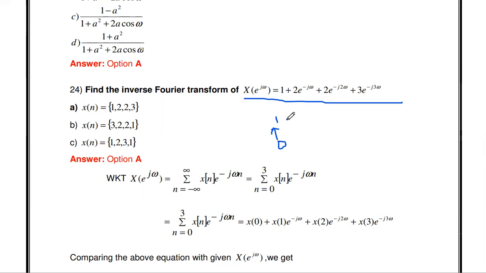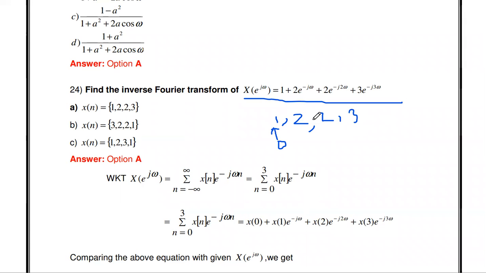Then the next one. Here the negative e power is given, so that's why the answer is a causal answer. Next we have to write down the coefficient of e power minus j omega. What is the coefficient of e power minus j omega? 2. So you just write 2. Then what is the next highest order? e power minus j2 omega. What is the coefficient? 2. Then next one, e power minus j3 omega. The coefficient is 3. Okay, so that's all. Up to this, this will end.